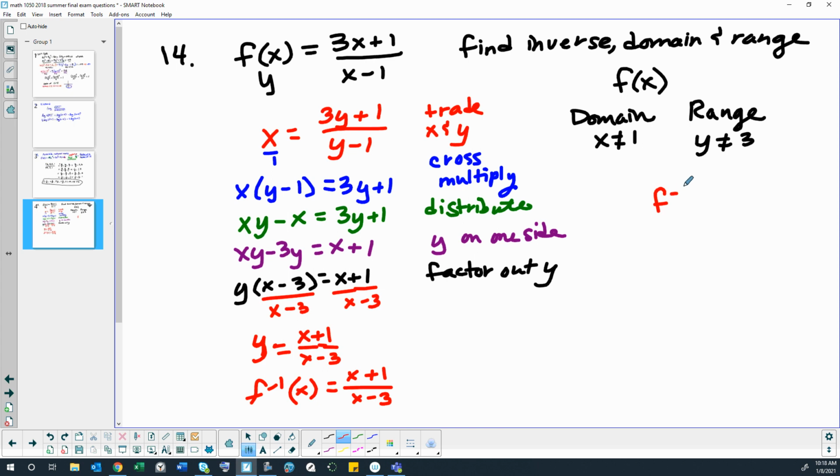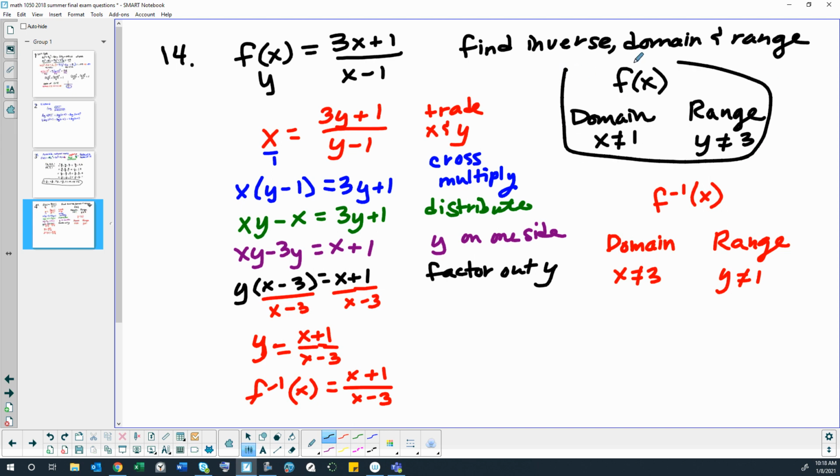Okay, so then for our inverse, our domain is that x cannot equal 3. And our range, again, we can use that horizontal asymptote. Degrees are the same, leading coefficients, 1 divided by 1. So y would not equal 1. So now look how cool this is. Here's our original function. Here's our inverse.